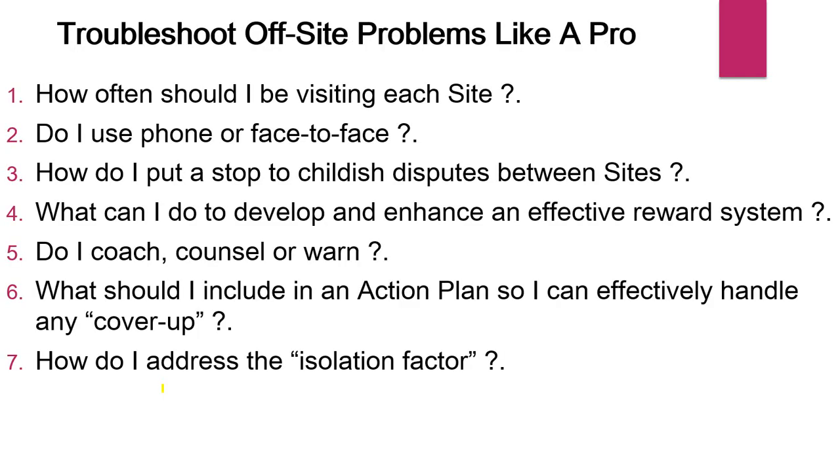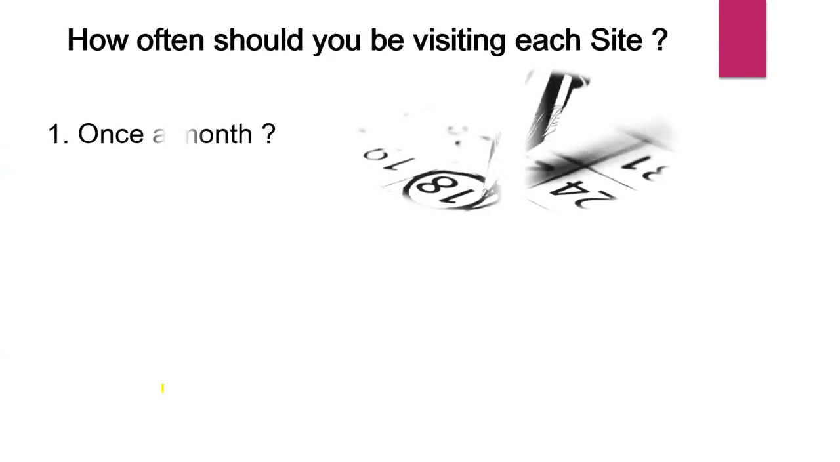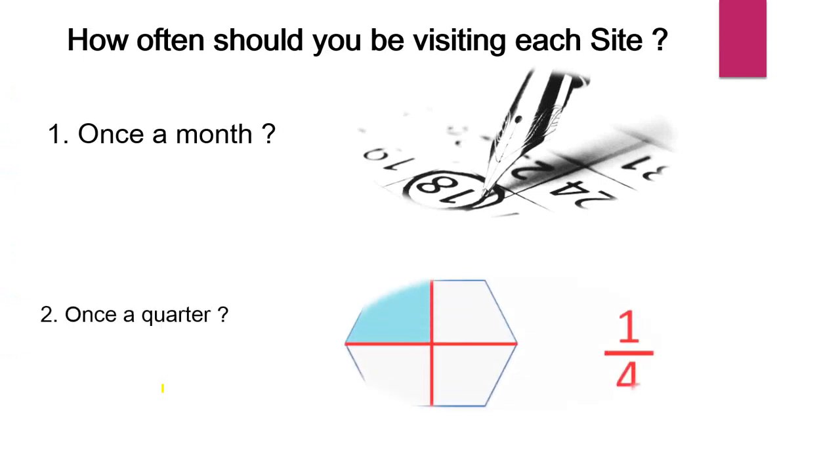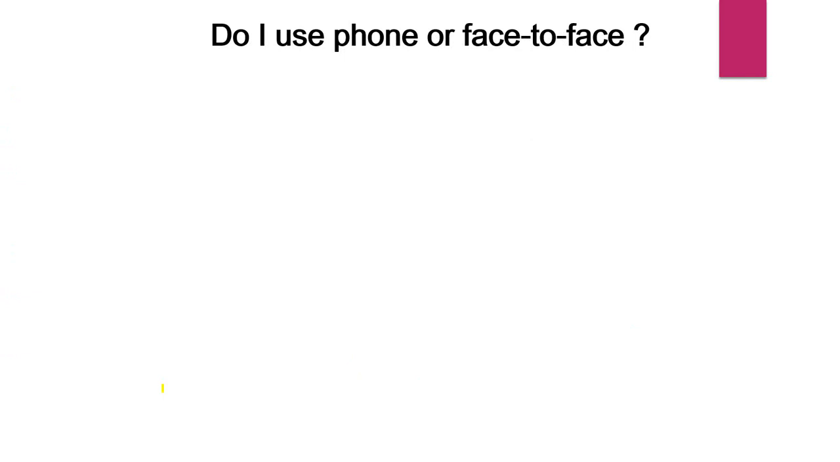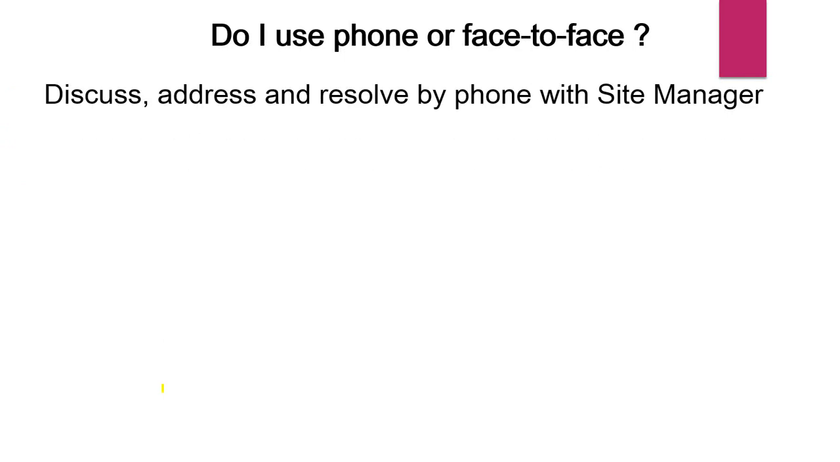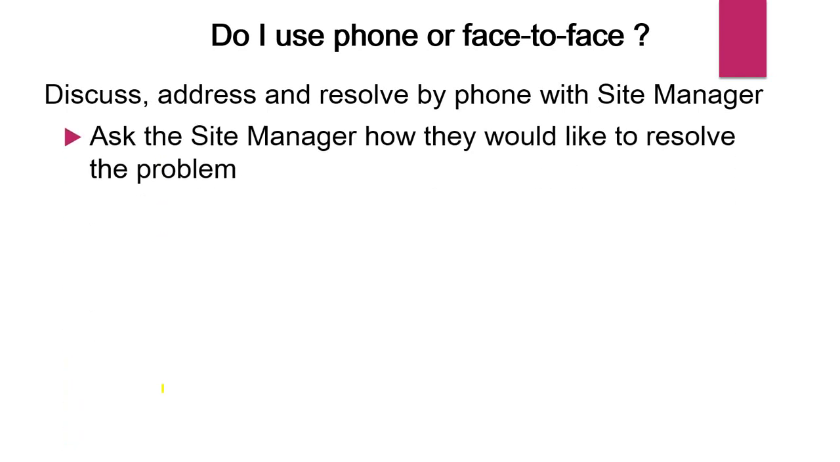Now let's see. How often should I visit each site? Okay, to troubleshoot a problem, once a month or once a quarter? You can plan. Okay. Do I use phone or face to face? So discuss, address, and resolve by phone with site managers. Ask the site manager how they would like to resolve the problem.